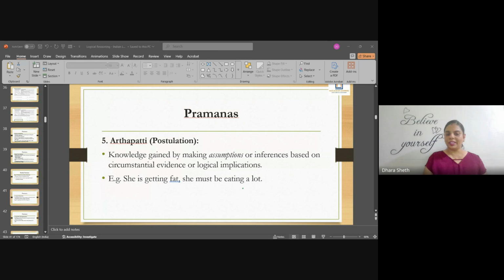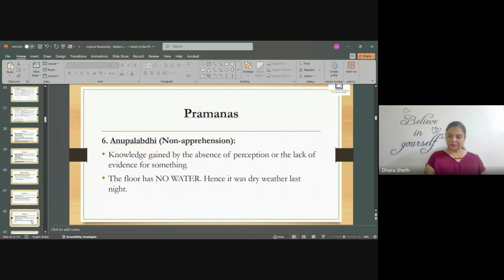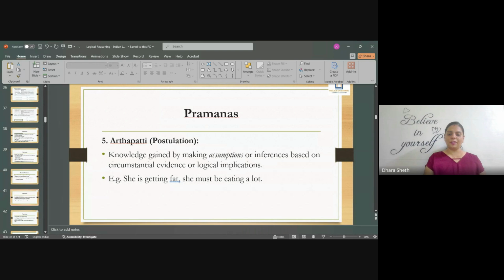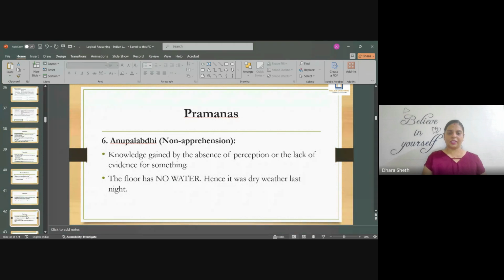The English word for it is postulation. Please remember, a lot of times they have used the word postulation and they have not given the word Arthapti in options. Clear with the concept of Arthapti? If not, you will soon be when we solve the questions. It's one of their favorites.